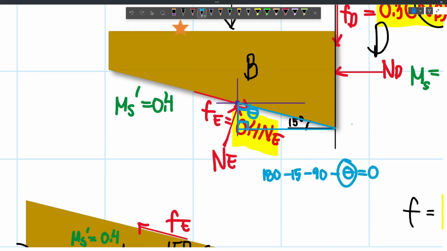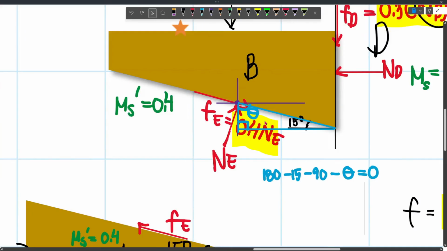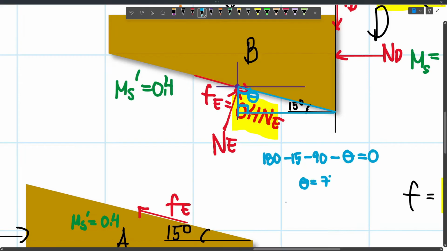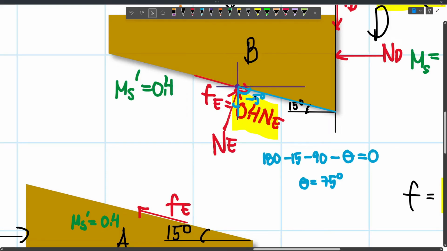And so solving for theta, we have 180 minus 15 minus 90 minus theta equals 0, and so we have 75. Theta will be 75 degrees. Now let's remove the triangle. Again, this line and this line form a 90-degree angle, because our normal force is perpendicular to the body. And so if this is 75 degrees, then this must be 15 degrees, so that 75 plus 15 will amount to 90. And so I will just erase this one.